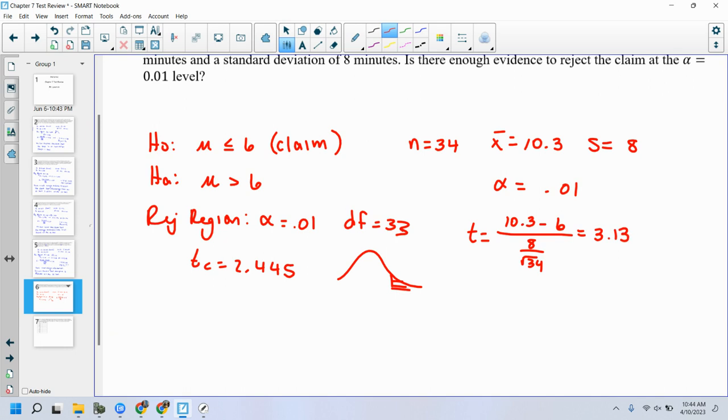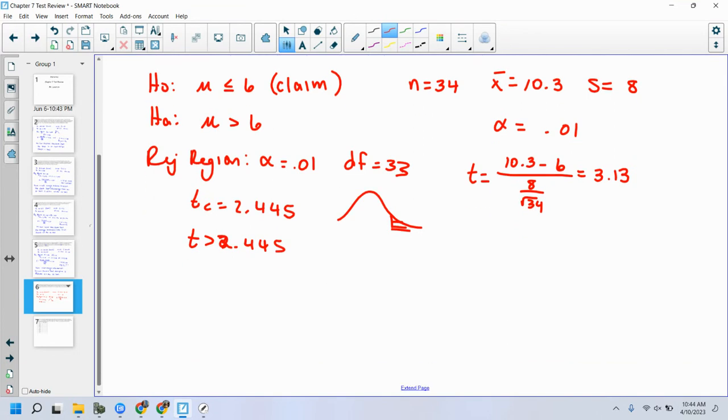Okay. I should have said t is greater than 2.445. That's my true rejection region, if t turns out to be greater than 2.445. So 3.13, is that greater than 2.445? Bingo! We can reject this claim because there is no way that the wait time is 6 minutes at a DMV.